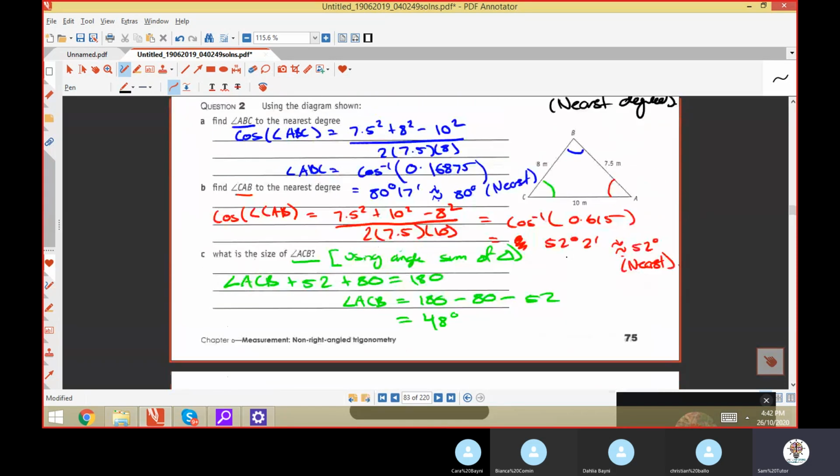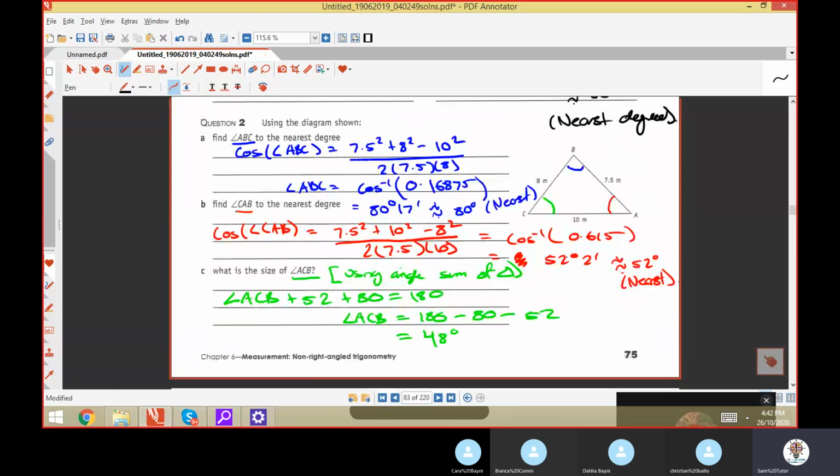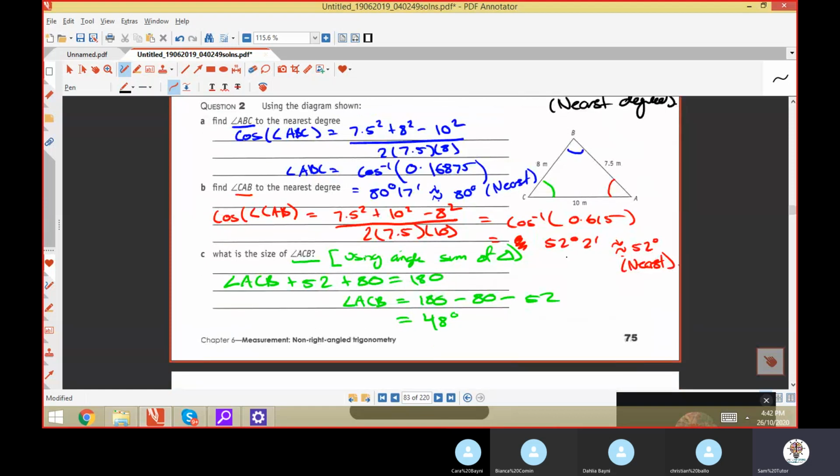This one here, there's two ways you can solve it. One, you can do it the normal way and still get it correct, or you can use the geometric way, where two angles add up together and then you evaluate the last angle using the angle sum of a triangle, okay?